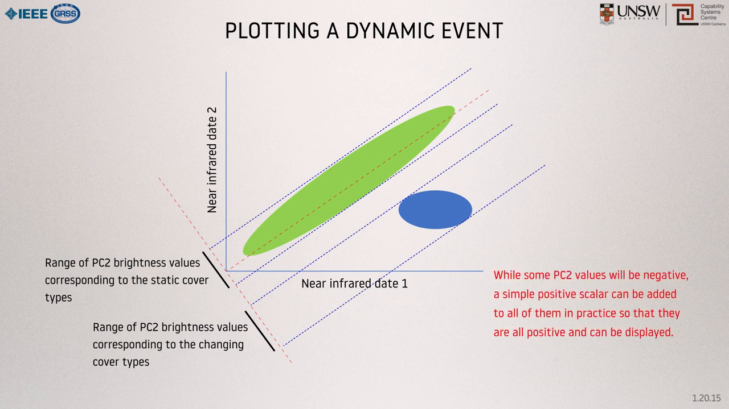Note that negative PC brightness values can be generated. That is not a problem theoretically, but for display, all brightness values need to be positive. That can be handled by adding a constant to all the second PC values to make them all positive, but that does not change the results.